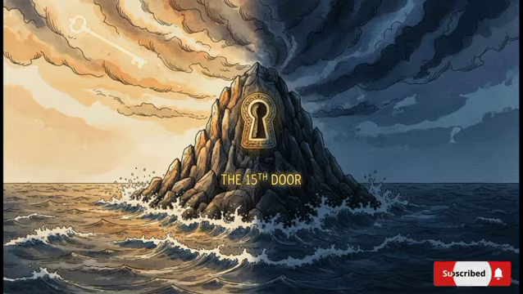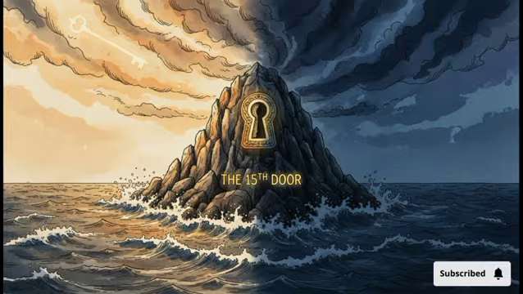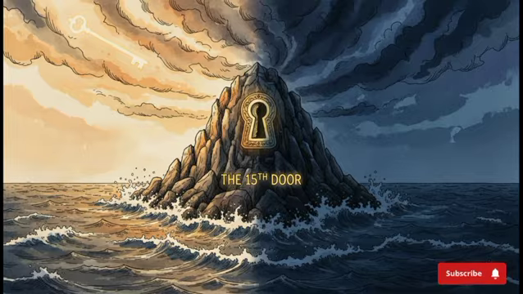Today, this massive vulnerability we're talking about brings us to a concept known as the 15th door. It's this tiny, totally hidden choke point that essentially acts as the master key. It literally decides whether our digital world stays illuminated or plunges into total darkness.